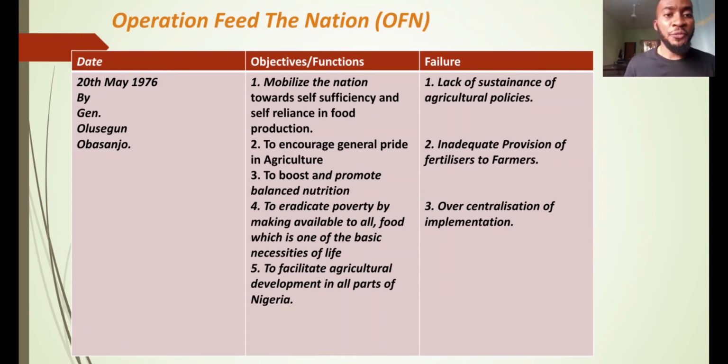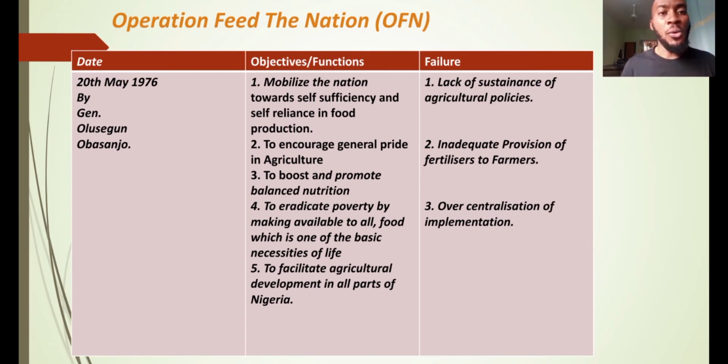Number 5, to facilitate agricultural development in all parts of Nigeria. We have different regions: northern region, southern region, eastern region, and the western region. So the idea is to bring consciousness to all regions of the need for the development of the agricultural sector.